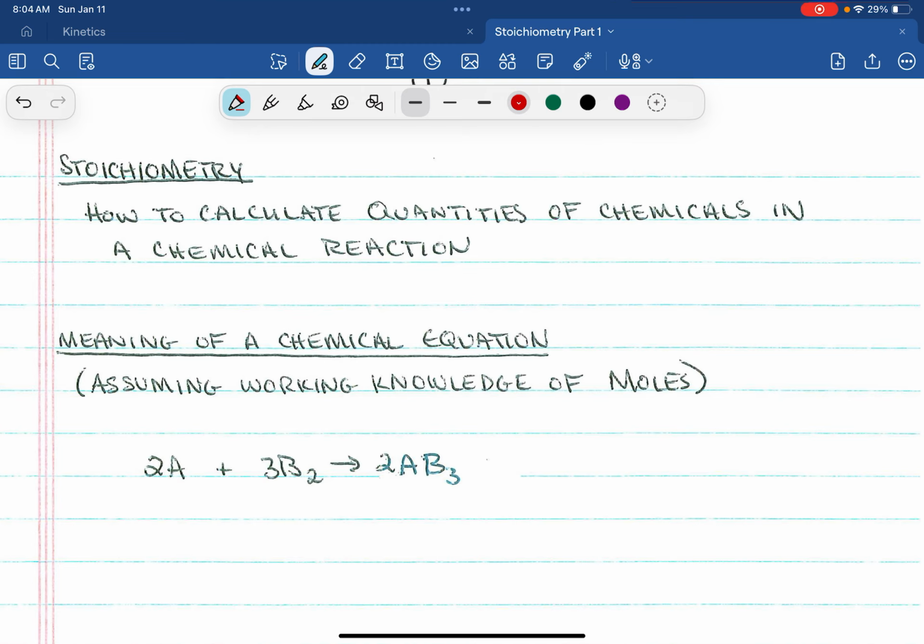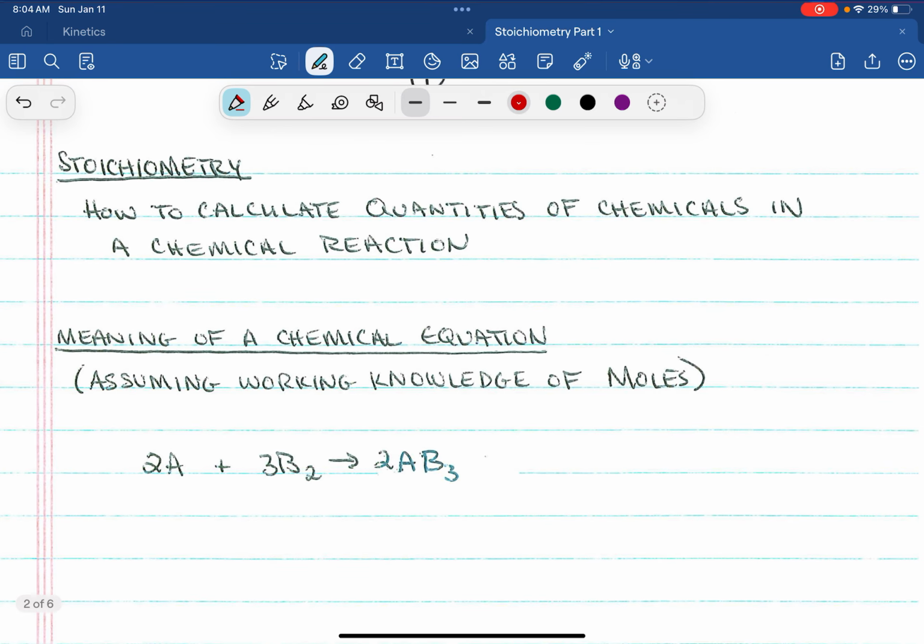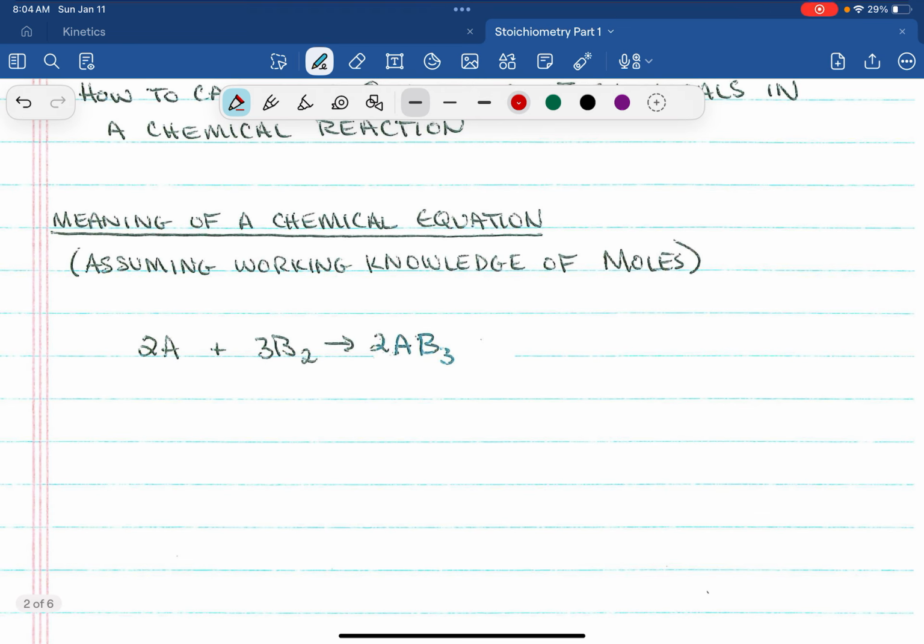So we're learning about stoichiometry, and stoichiometry, to me, is a way to calculate quantities of chemicals in a chemical reaction. So here is a chemical equation that I wrote up. It doesn't mean anything because there is no element A. There is a B, but it's not just B. These are A and B, generic.